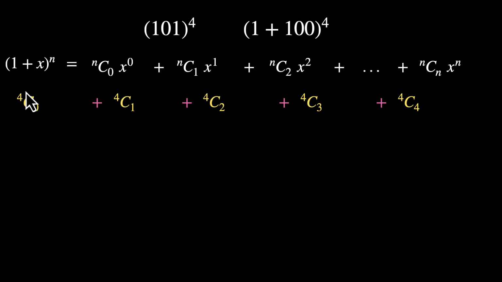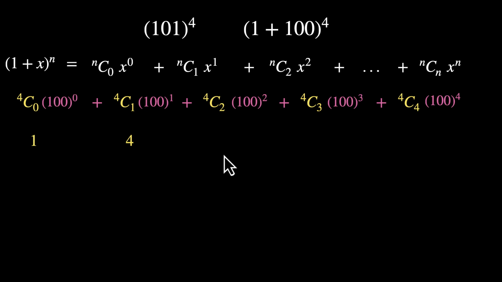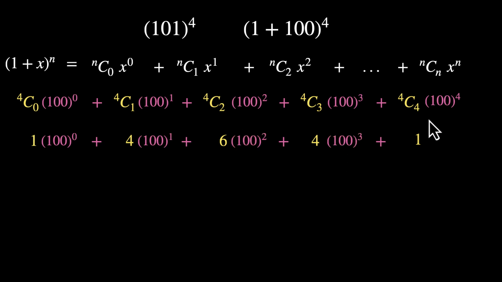The first term will be 4C0, 100 to the power 0. Then we have 100 to the power 1, 100 squared, 100 cubed, and then finally 100 to the power 4. This is the binomial expansion of (1 plus 100) to the power 4. Now let's simplify. 4C0 is 1, 4C1 is 4, 4C2 is 6, 4C3 is 4 again, and then 4C4 is 1. Adding all of them up. 100 to the power 0 is actually 1.